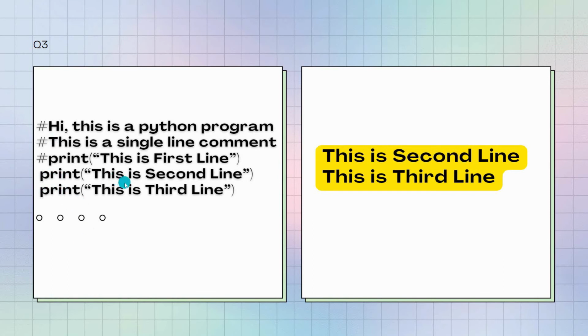Then the first print function displays "This is the second line" on the first line of the monitor, and the second print function displays "This is the third line" on the second line of the monitor.